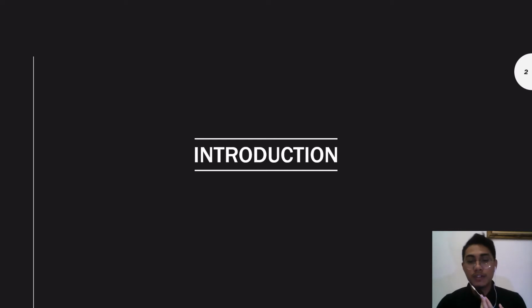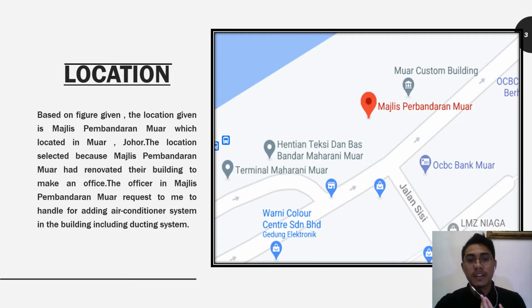Okay, for the introduction, the location was chosen based on the figure given. The location given is Majlis Perbandaran Muar, located in Muar, Johor. The location was selected because Majlis Perbandaran Muar had renovated their building to make an office. The officer at Majlis Perbandaran Muar requested me to handle adding an air conditioner system to the building, including the ducting system. So as an engineer, I am to design and calculate the ducting system.